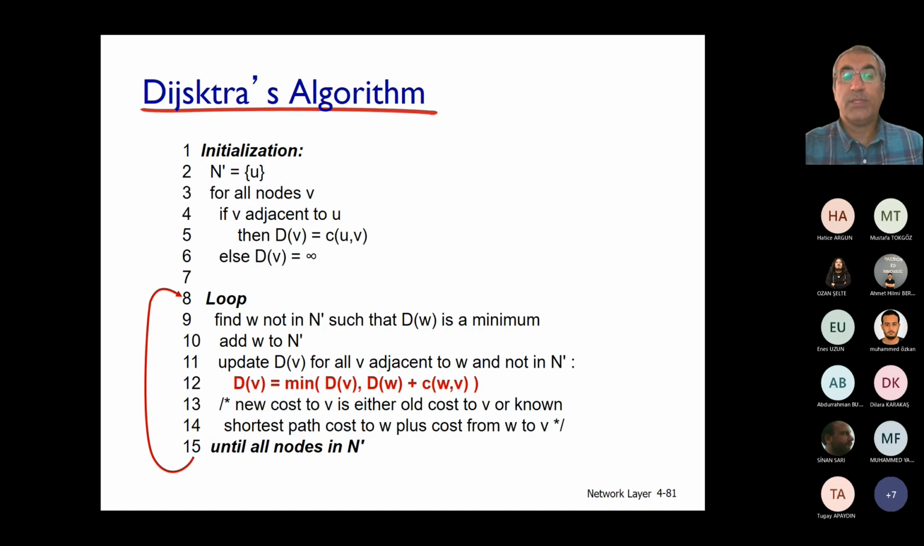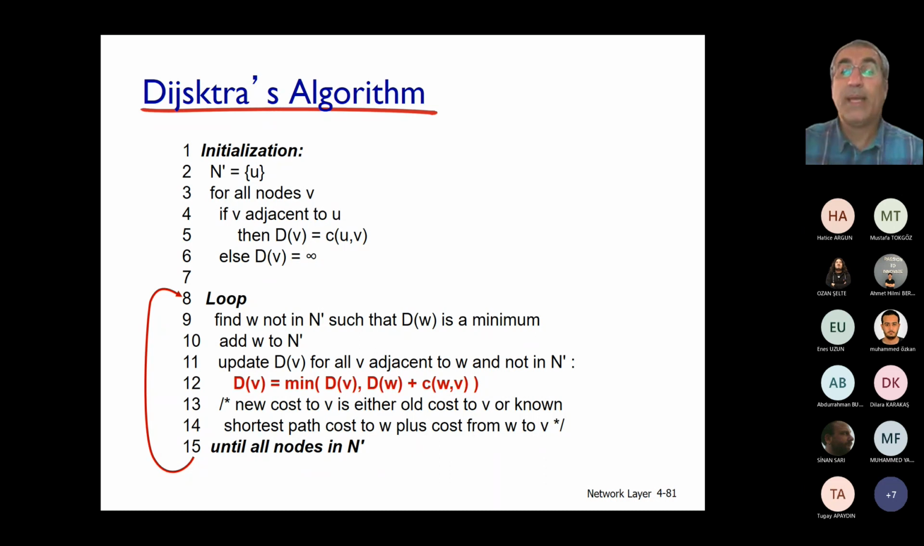So how this algorithm works, let's go over together. First we have the initialization. The N prime set first has the node U, which is the source. For all nodes V, if the V node is adjacent to U, then we assign a cost of UV to the current D of V. Otherwise, if it's not a neighbor, then we assign the value of infinity to that current value.